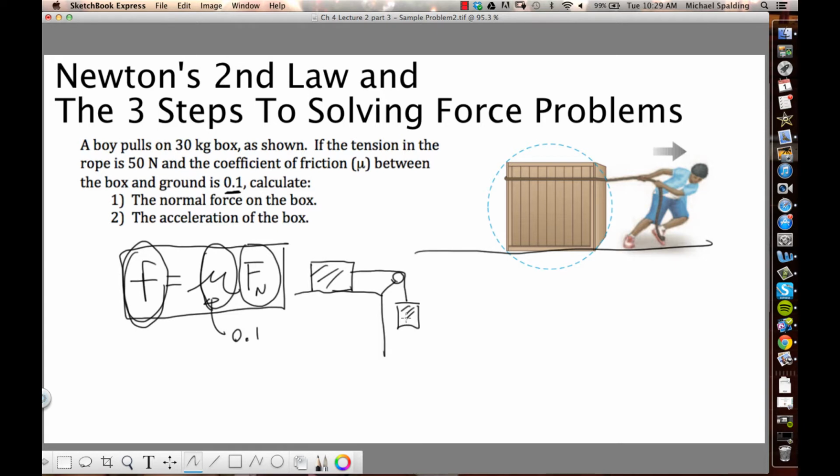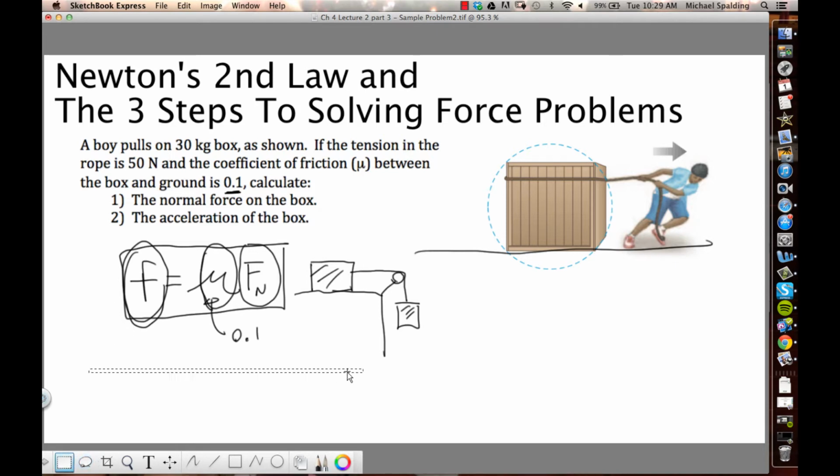Okay? But anyway, back to friction. The way you think about friction, when you're given the coefficient, think of the coefficient as a percentage. So 0.1 is telling you that friction is 10% of the normal force. Does that make sense?